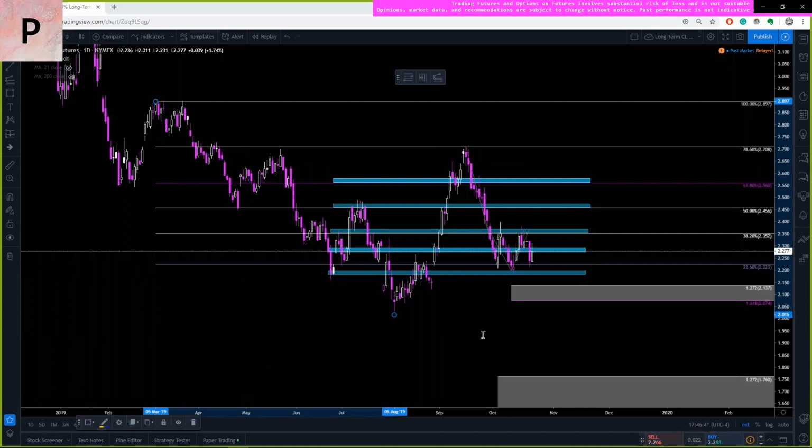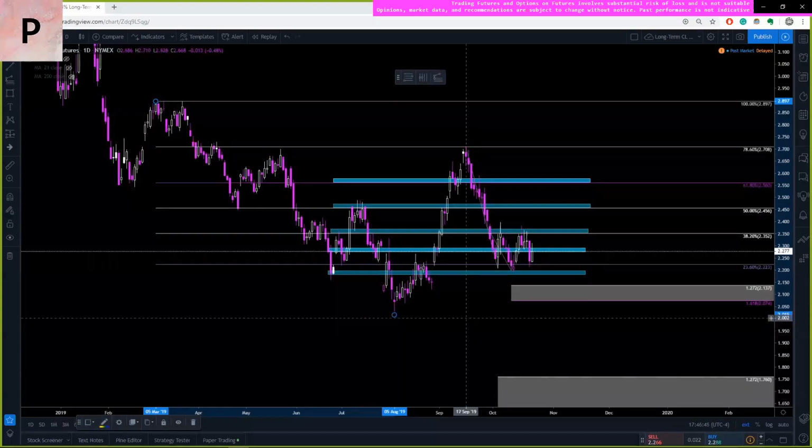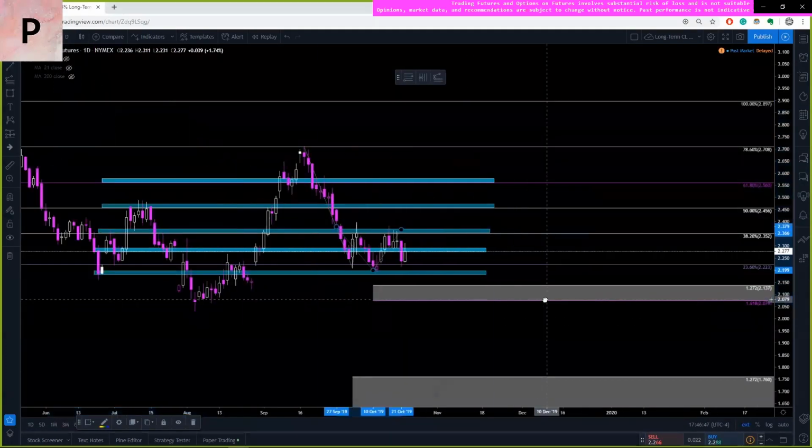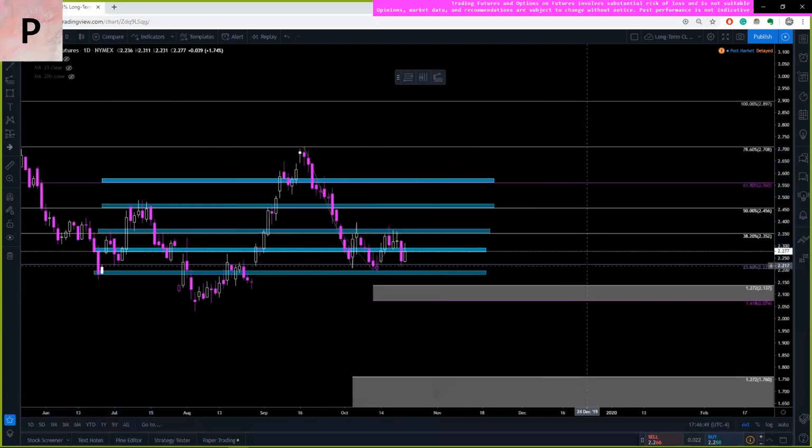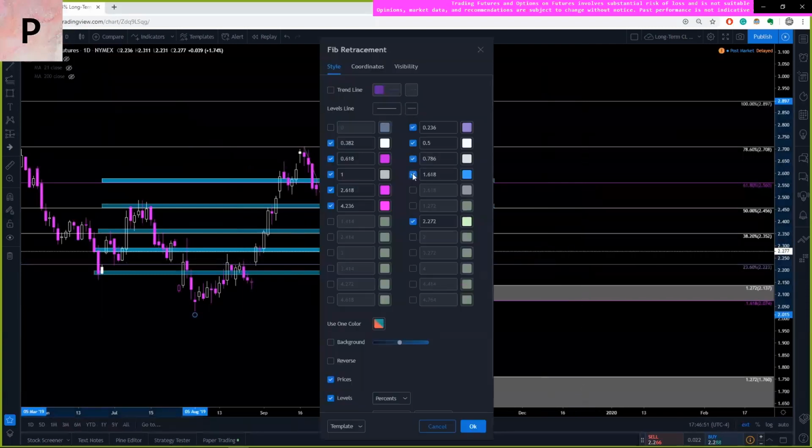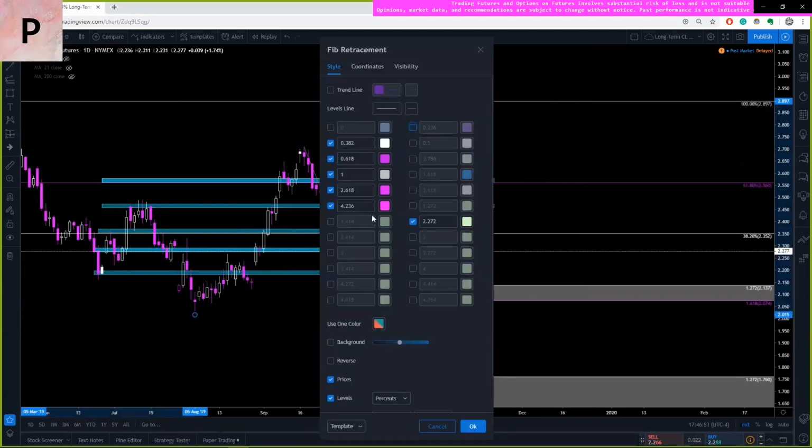Wow, that was redundant. It's a clean wave as well that aligns from that swing high in early September down to the swing low that we just got. So let's go ahead and clean this up again.